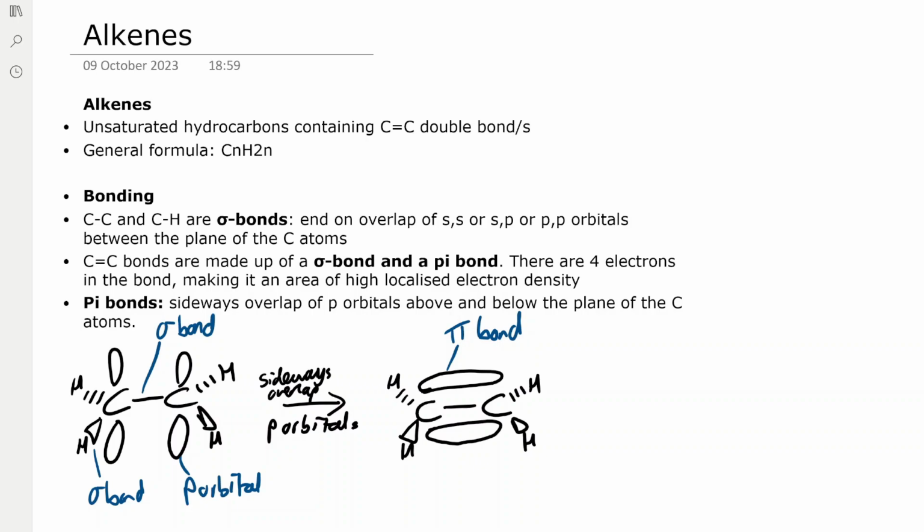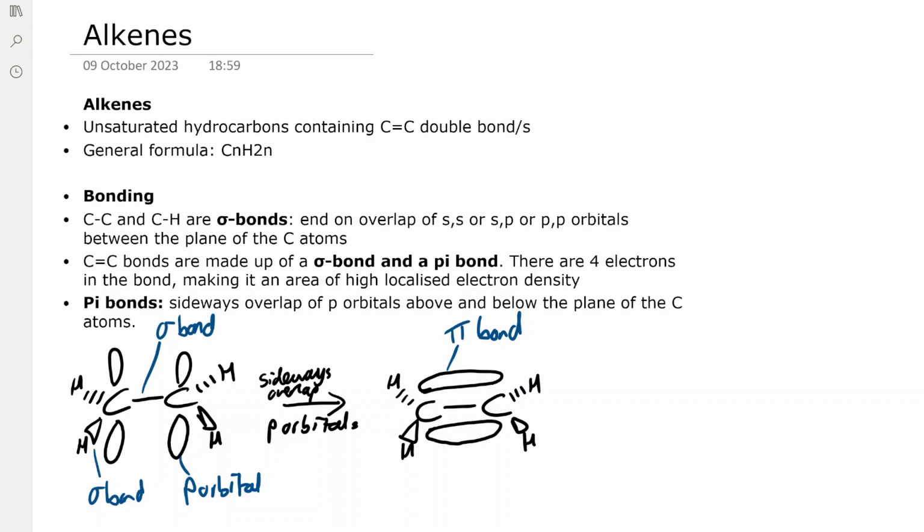And there are 4 electrons in the pi bond, making it an area of high localized electron density, which is important for the reactions of alkenes, because they can react with electrophiles, which are attracted to areas of high electron density. And I'll come on to the definition of an electrophile later on. So pi bonds are the sideways overlap of p orbitals above and below the plane of the carbon atoms.